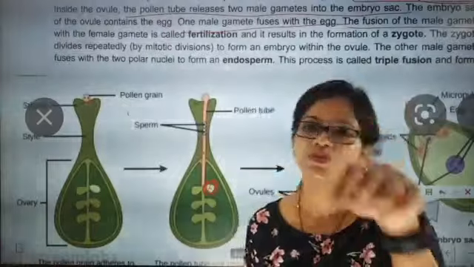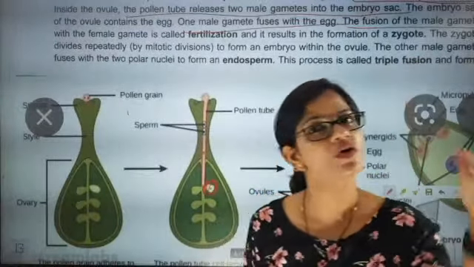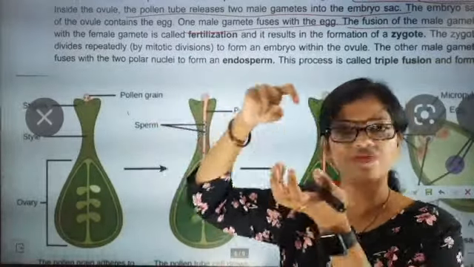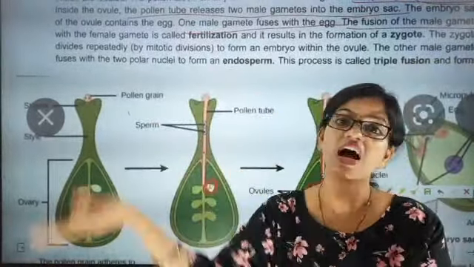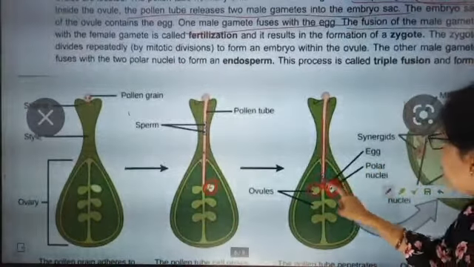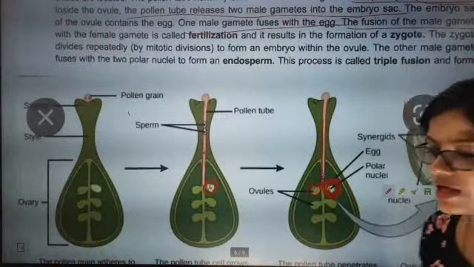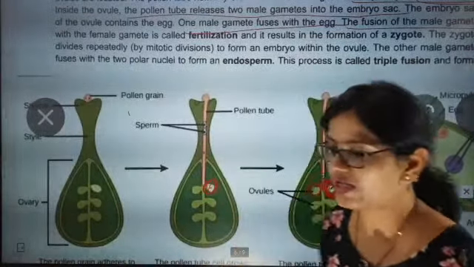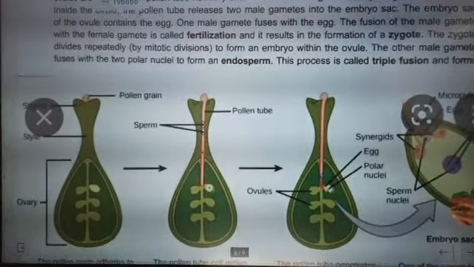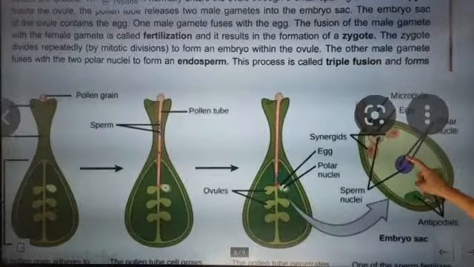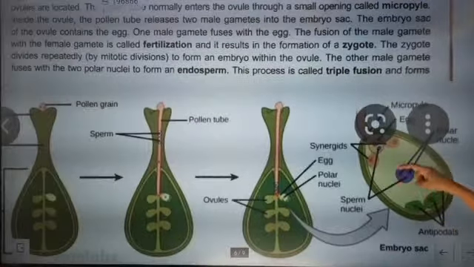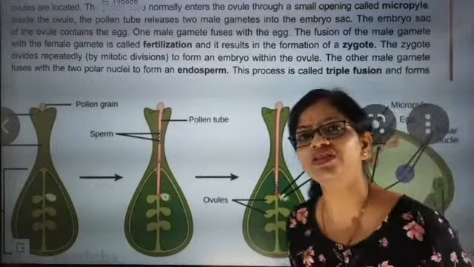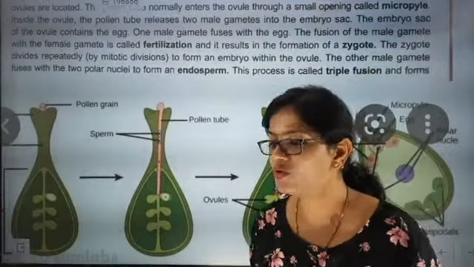In humans, a sperm will enter and after that the egg will not allow another sperm to enter. But here, one of the male gametes will enter into the egg, and another male gamete will enter into the polar nuclei. You see here, this part is called the polar nuclei. Only when the polar nuclei fuse with the other male gamete will endosperm be formed.